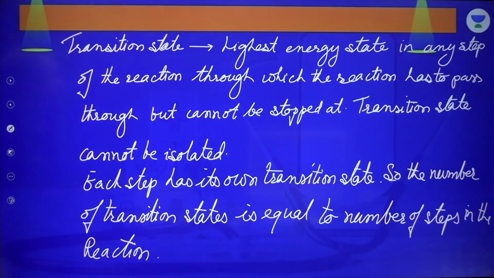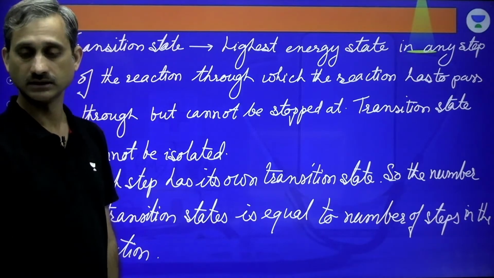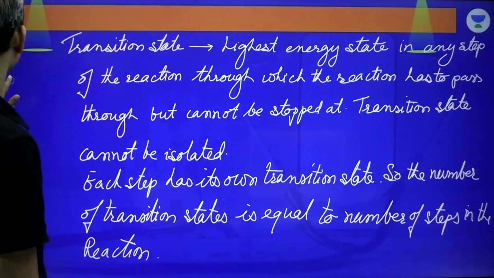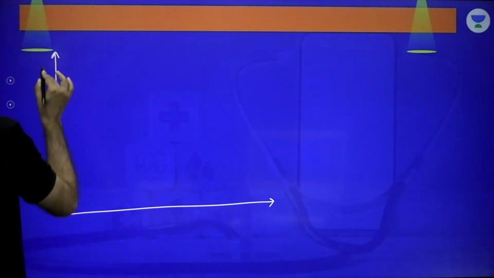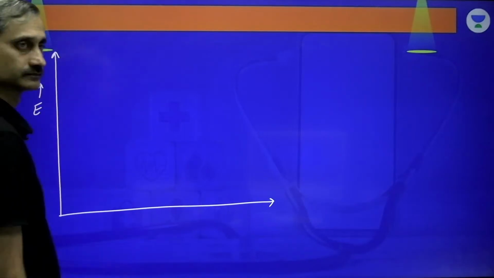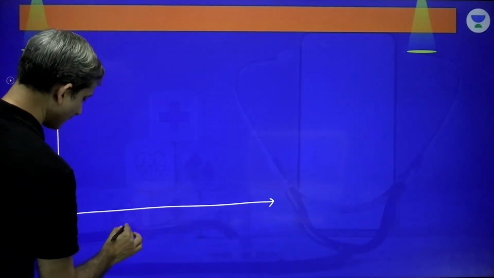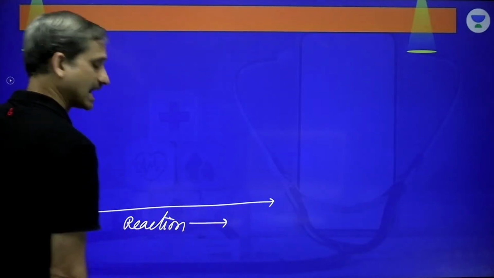So each step has its own transition state, so the number of transition states is equal to the number of steps in the reaction. Everybody has written the statement? We can have a graph. Okay. Now here we are going to plot the energy. This is the energy, and this is what we have as the reaction coordinate. This is what we call the reaction coordinate.